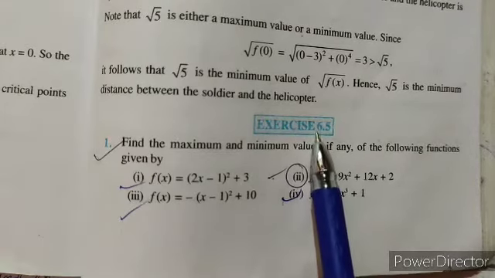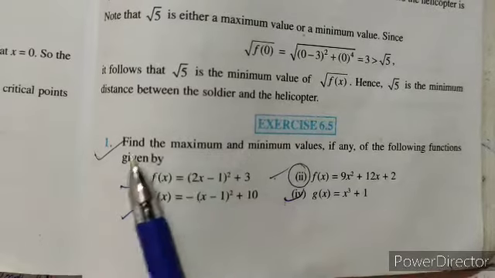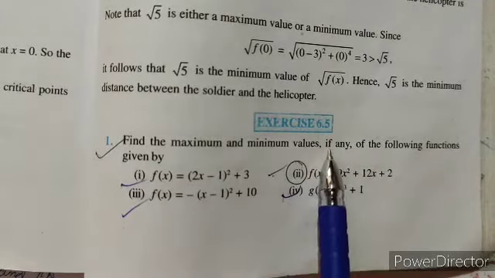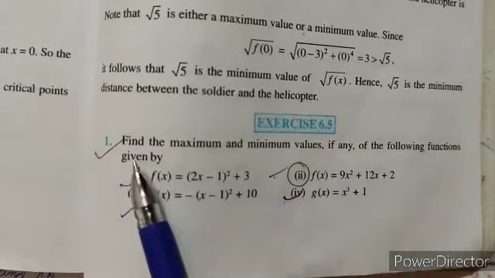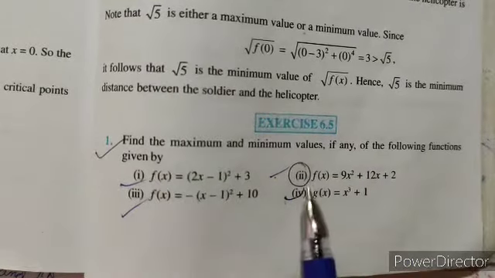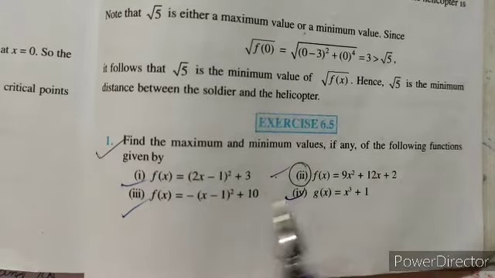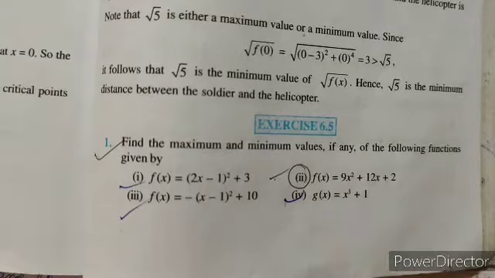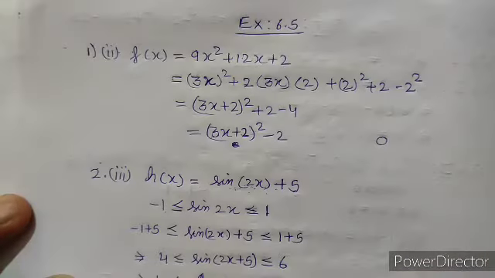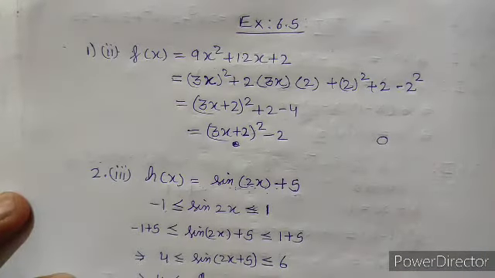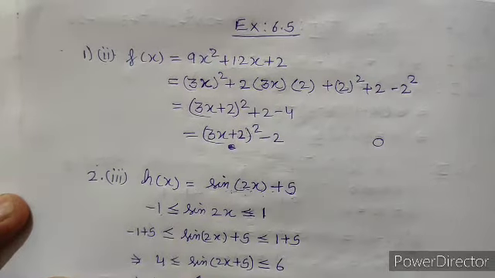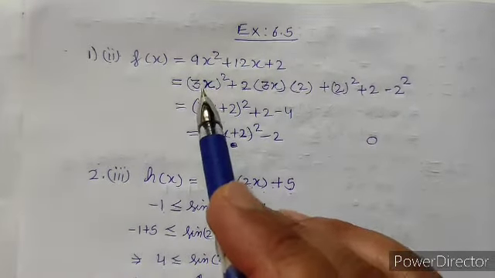Now come to exercise 6.5 of NCERT. Here in question number first, we have to find the minimum and maximum values, if any, of the following functions. I am doing the second and third parts of it. In the second part, fx is equal to 9x square plus 12x plus 2. Here we can apply the first derivative test or the second derivative test to find out the maximum and minimum value of the function. It can also be done directly.